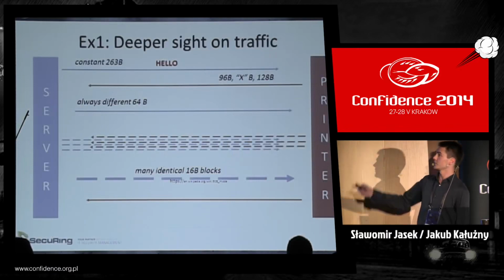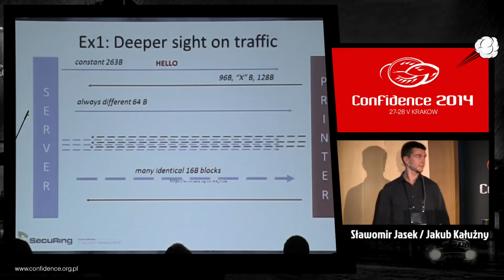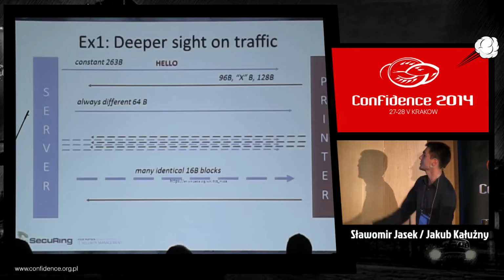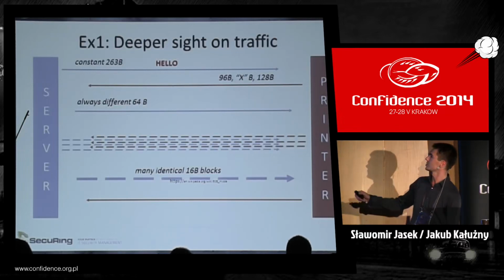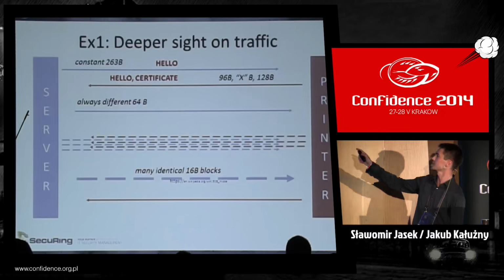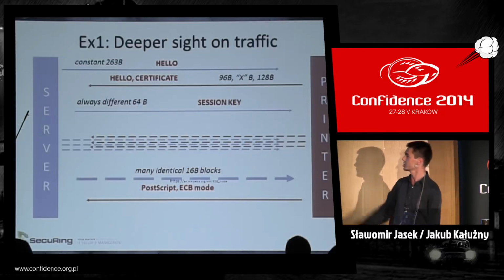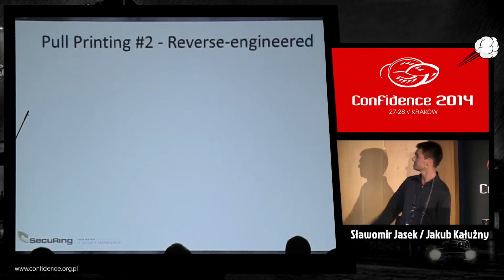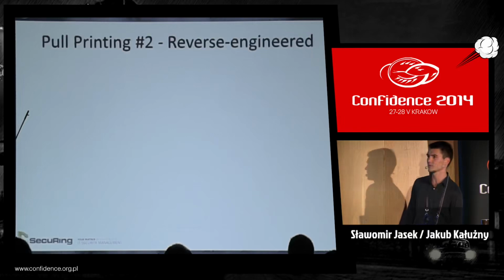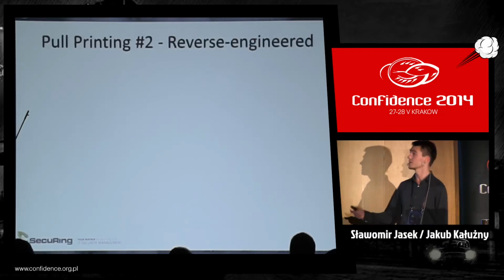So for our man in the middle attack, actually this was the moment that Sławek told me, Kuba, get it made. So challenge accepted. So there are some basic assumptions for our man in the middle script. Hello. So if this was an SSL, this would be a hello, certificate, the session key for the symmetric encryption, and PostScript ECB mode files. So we did. It took us a long time, but I will just show you the consequences.